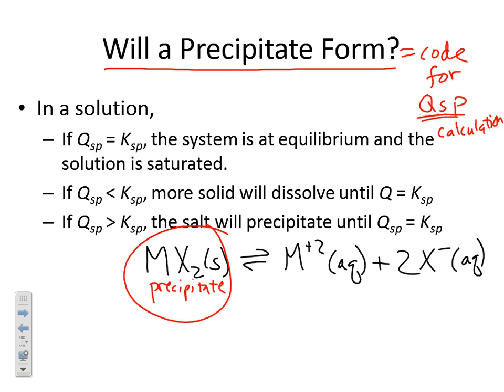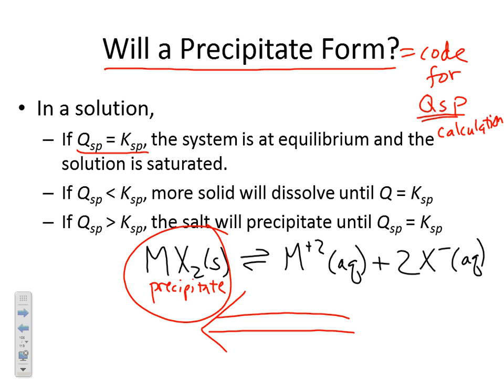If it's asking will a precipitate form, then the reaction has to shift to the left in order to form the precipitate, because the precipitate is on the left in this reaction. So what you're really looking for is a situation where you would get the shift to the left at equilibrium. If the reaction does shift left at equilibrium, then you know you're going to be forming a precipitate. And that's what these bullet points are saying.